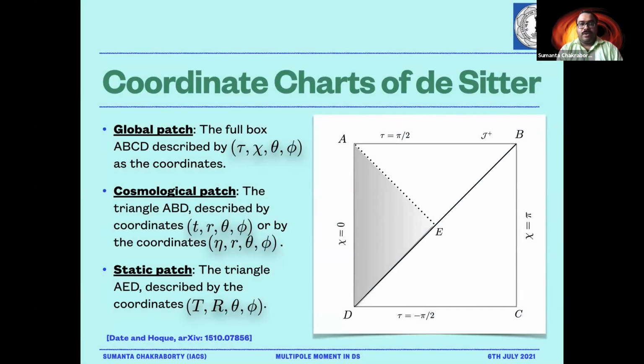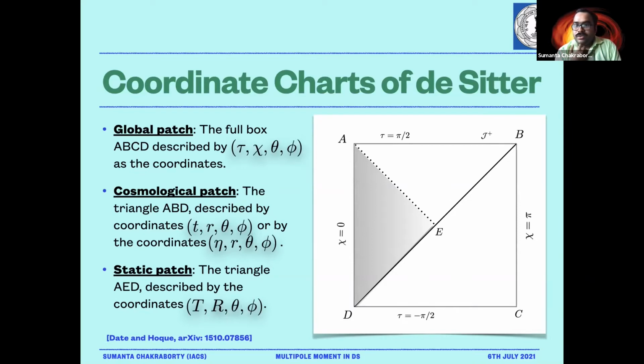So before going to any further detail, let us briefly talk about various coordinate charts of de Sitter. What I have given on the right-hand side is the Penrose diagram of the de Sitter spacetime. There are effectively 3 coordinate patches which are important. So the global patch corresponds to the full square, which is described by the coordinates τ, χ, and θ, φ. The cosmological patch, which I will be interested in, is the triangle ABD, and this is described by the coordinates t, r, θ, φ, where r, θ, φ can be transferred to Cartesian coordinates x, y, z, and t is the cosmological time.